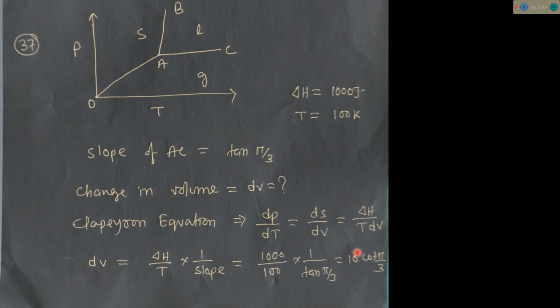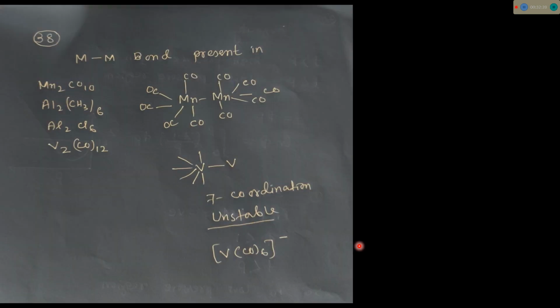Maybe this value 10 may be changed. So the correct option is 10 cot pi by 3, but the value 10 might have changed, as I forgot the exact value. This value 10 depends only on del H and T. If del H and T change, then this term will also change. So next, let's move to the next question.